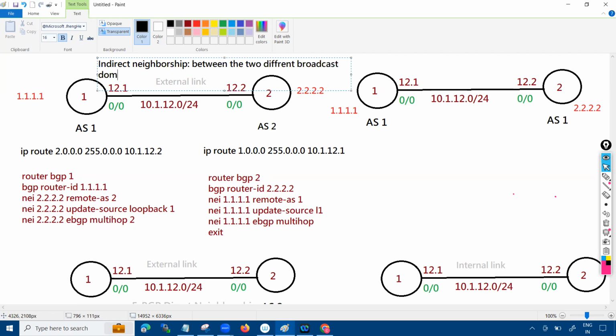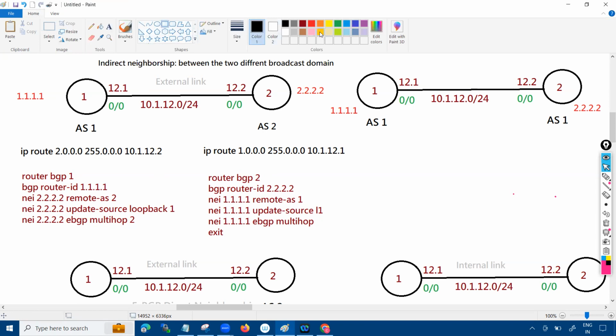Always remember, BGP needs reachability. If you don't have reachability, the neighborship never comes into the picture. So if I remove the static route, for example, then even if you have this BGP configuration, the neighborship never comes into the picture.